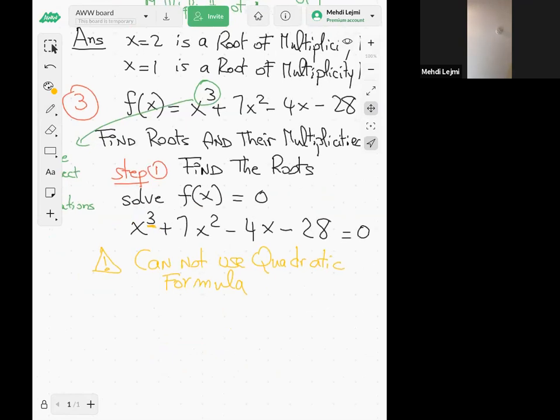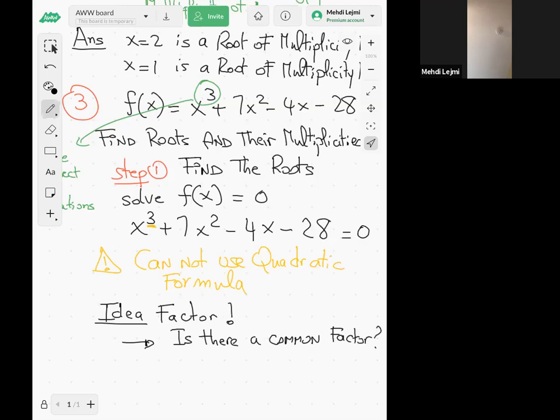So how do we solve then this x cubed plus 7x squared minus 4x minus 28 equals 0? So of course the idea would be to factor. So we need to factor, right? Okay. Well, so first option is you can try to find a common factor. So question, is there a common factor?